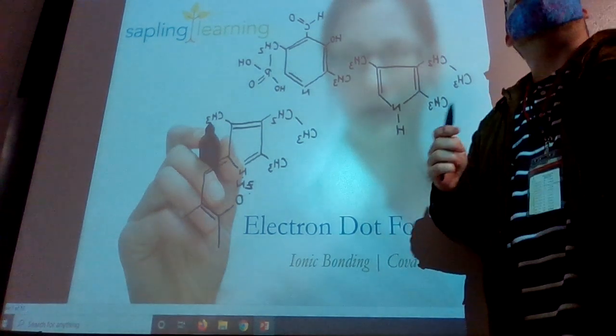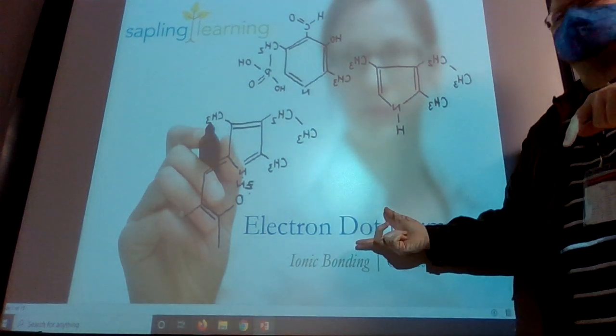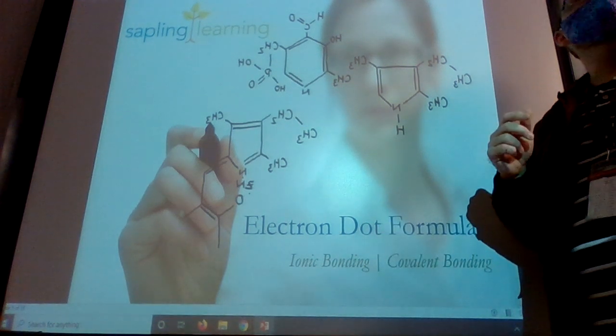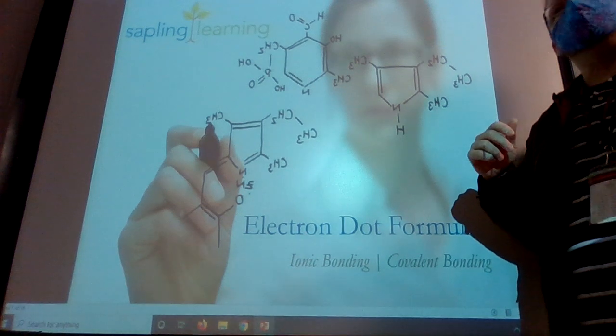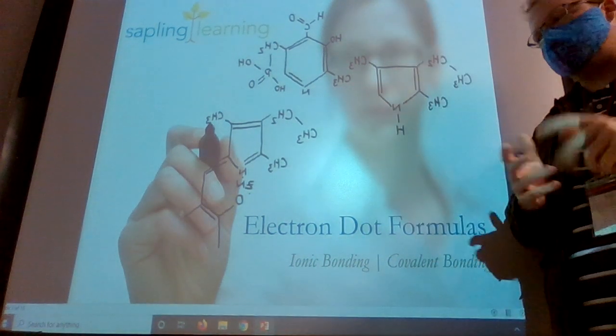Today we're going over electron dot formulas, which we've already talked about as electron dot structures or Lewis dot diagrams. It's basically where we do the little dots around the element symbol to tell us how many valence electrons they have, how many electrons are in the outermost shell.